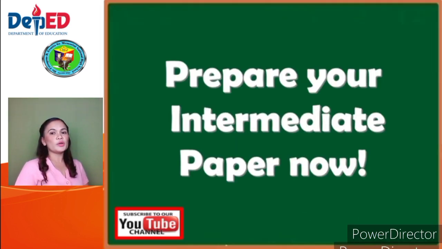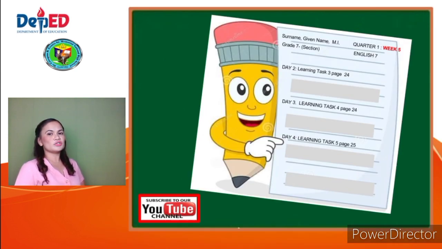Now, I'm sure you are ready to accomplish the outputs to be submitted for week 4. But remember, you have to make your intermediate paper presentable with complete details. Don't forget that. You're going to write your surname, given name, and middle initial, quarter 1, week 5, grade 7, and your section. And of course, the subject, English 7.